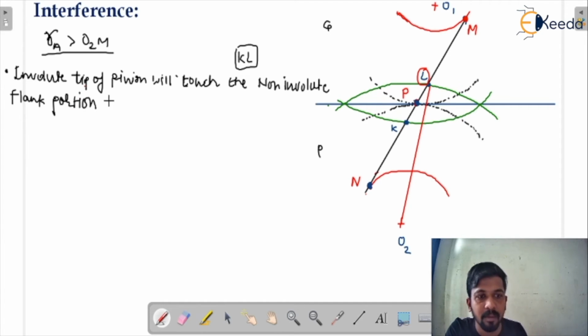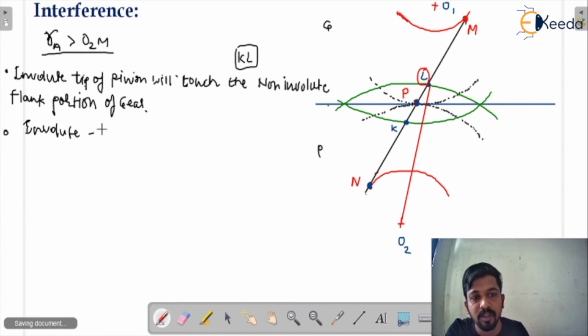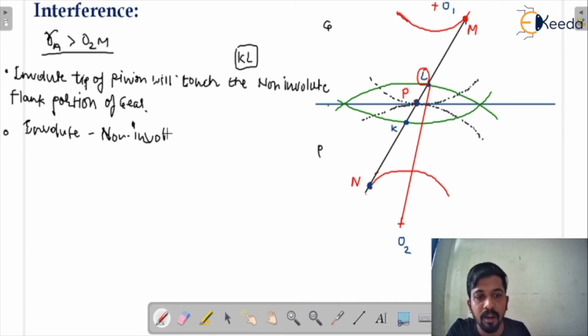What will happen? There will be an involute non-involute connection. So if there is an involute non-involute connection, that means the law of gearing is not satisfied. Yes or no?